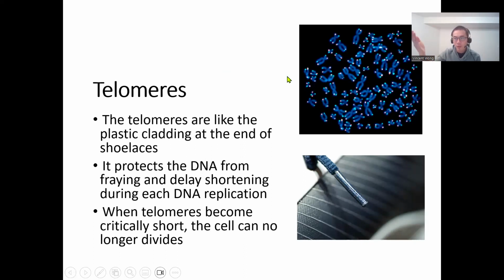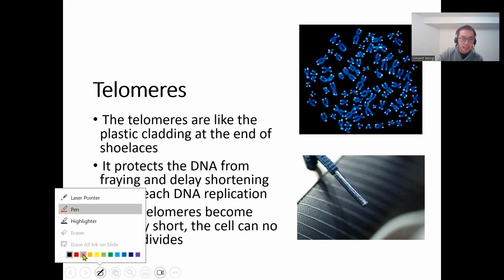The best way to visualize this is to think of telomeres as the plastic thing that is at the end of your shoelaces. If you lose that plastic thing, then your shoelace will eventually fray and break apart, right? So we don't want that for our DNA. We don't want the DNA to unravel. We don't want it to fray. And having the telomeres there is going to protect the ends of the DNA.